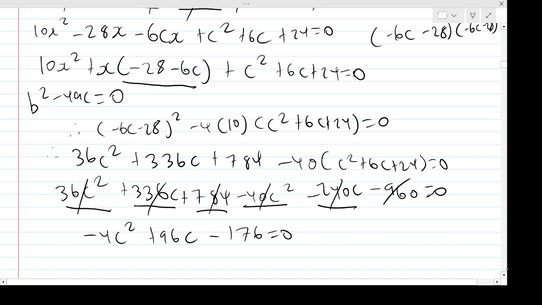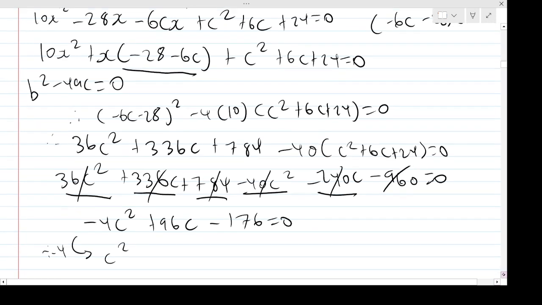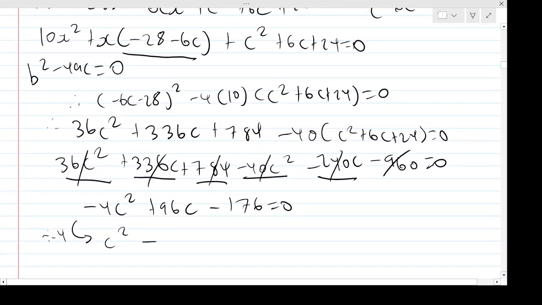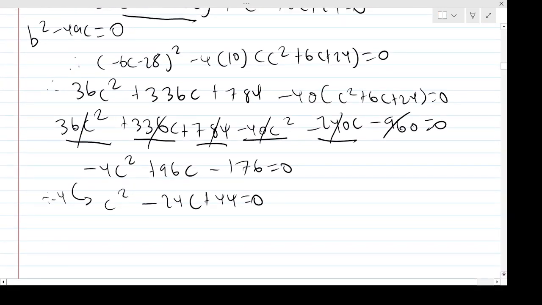And hopefully that should be able to simplify. Yes, I can divide by minus 4 just to make it a bit easier to read, I guess, if you want to solve it. But anyway, we get c squared, minus 96 divided by minus 4 gets me plus 24c. Then we have minus 176 divided by minus 4 gets me plus 44 equals 0. Now it's a lot easier quadratic to solve, right? I might be able to factorise it, I'm not sure, but I'm just going to use the formula.